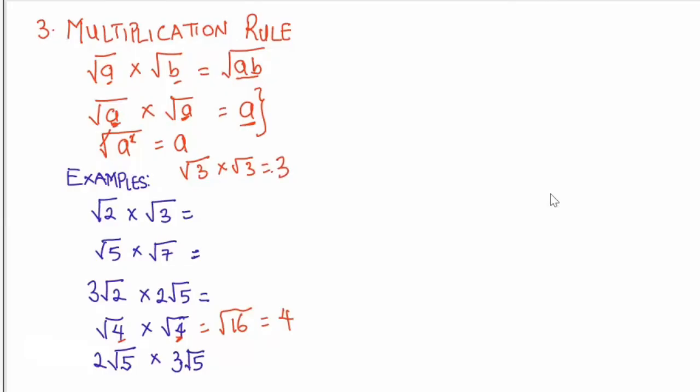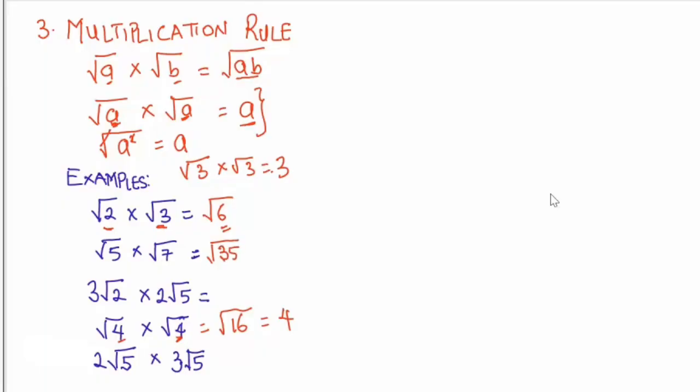Now let's take a look at this example. We have root 2 times root 3. Root 2 times root 3, just taking a single root, 2 times 3 gives us 6. So the answer to this question is root 6. Similarly, in the second example, I have root 5 times root 7, and 5 times 7 will give us 35.